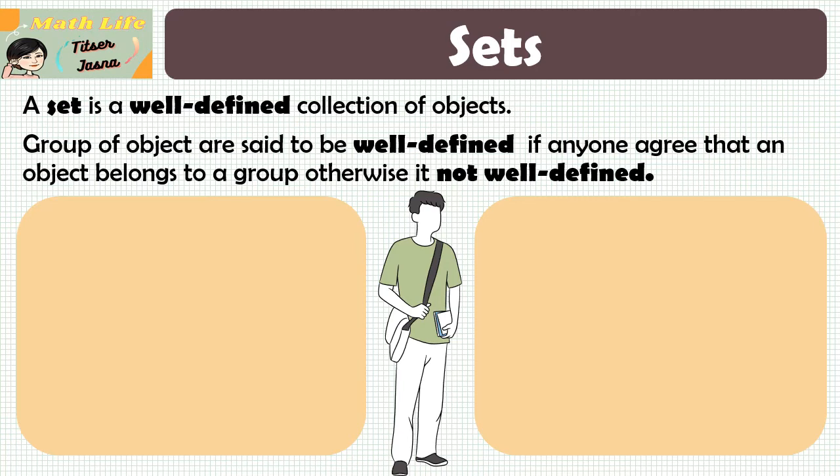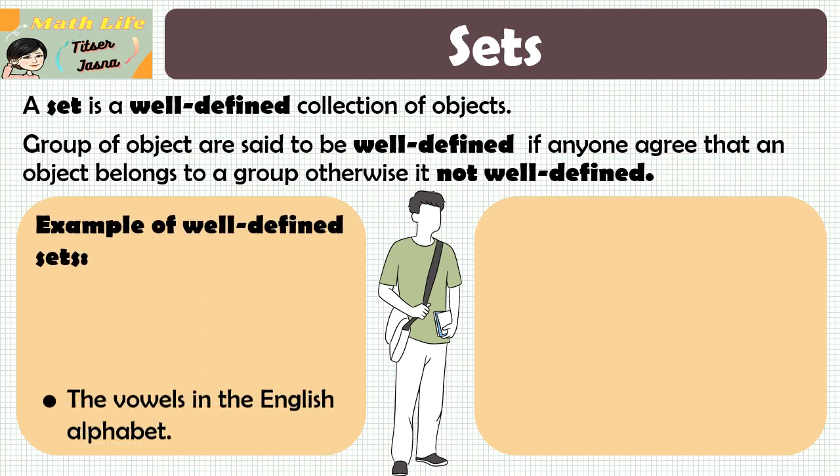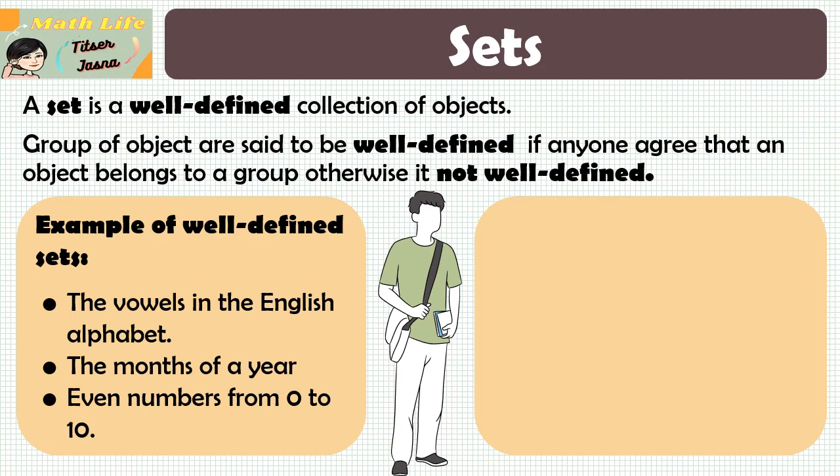So let's have examples of well-defined sets. First example, the vowels in the English alphabet. What are the elements of this set? We have A, E, I, O, U. We all know that those five letters are the vowels in the English alphabet.